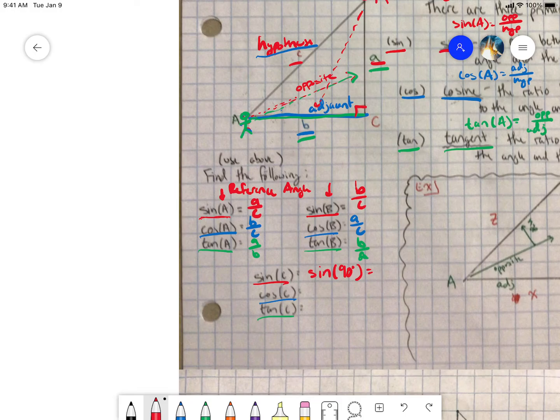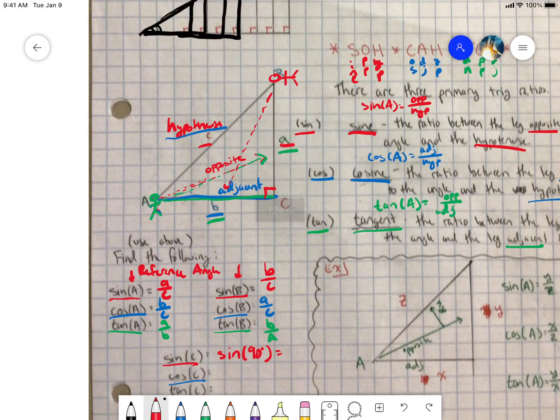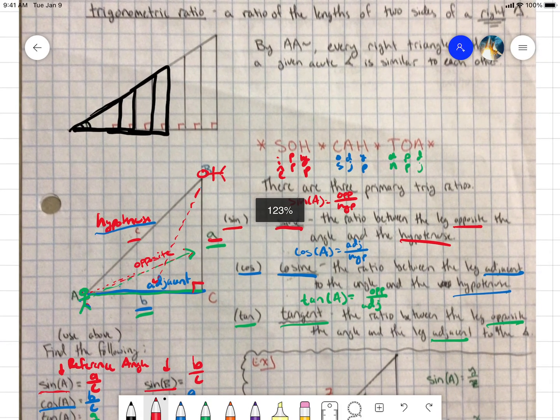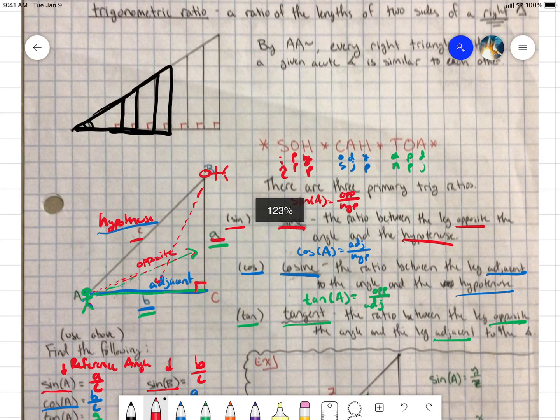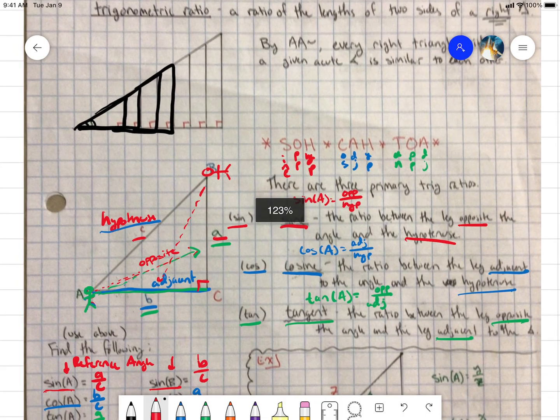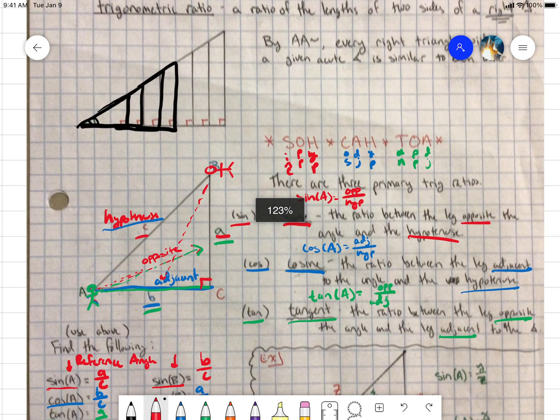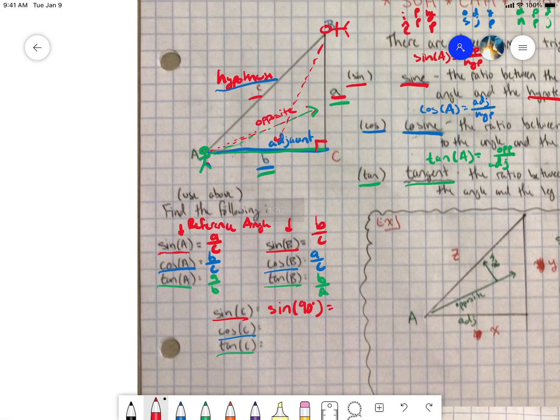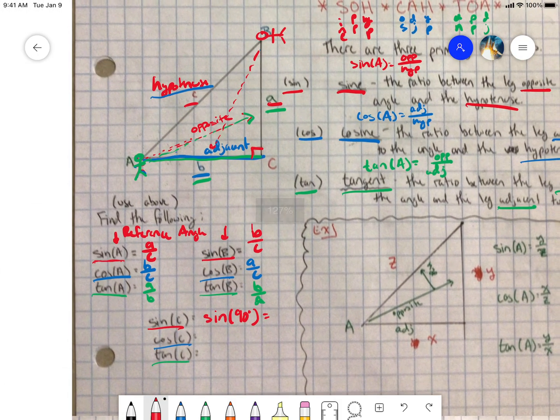But what's the ratio for sine? It's opposite over what? Remember your phrase. Sine is opposite over hypotenuse. Yeah, Christian. Yep, hypotenuse. Okay? Now, what's weird about this case?